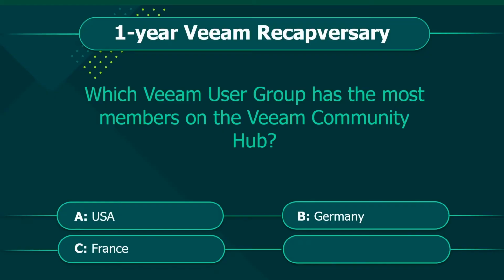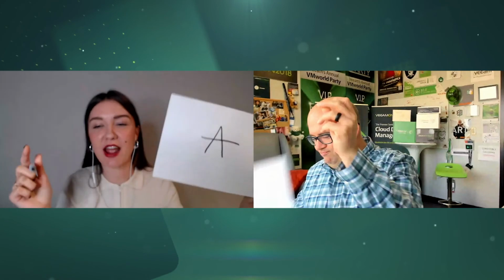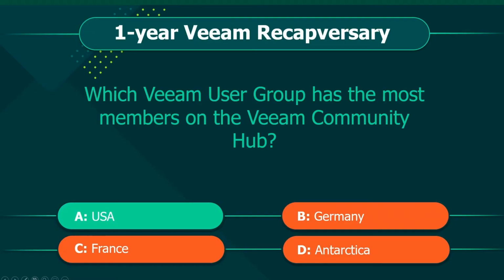Okay, over to Wolfgang. So, next to user groups, which Veeam user group has the most members of the community hub? Antarctica? Oh, Ksenia got the point. Yep, it's USA. I was struggling between Germany and USA because Germany is the most active, but I have a feeling that we got way more members in the USA group. Yep, we've got 261 members in the USA group. Germany is in second place with 155, and France is in third with 143.